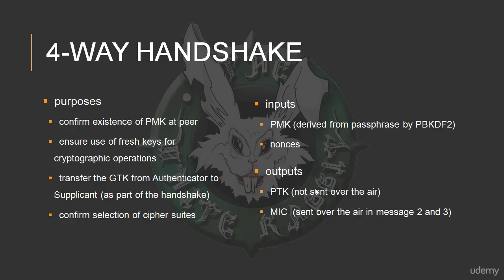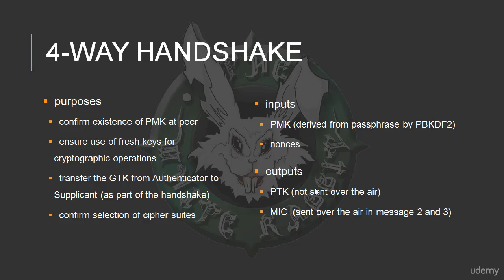Inputs to the four-way handshake include the pre-shared master key, which is derived from the passphrase using PBKDF2, which we will talk about more in the next video, and a couple of nonces. So each side will generate a nonce: the authenticator nonce, or ANonce, and the supplicant nonce, or SNonce, referring to the two sides. Remember that the authenticator is the one that's trying to guard the access to the network, in this case the access point, and the supplicant is the one that's requesting to join the network, in this case the station.